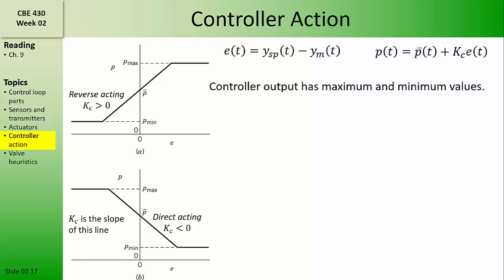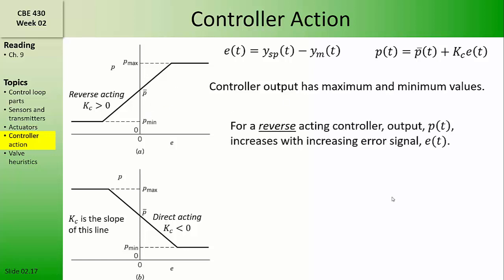Feedback controllers are designed to generate a signal P that is sent to the final control element, which is usually a control valve. That signal P is computed based on the error of the controlled variable. That is, the difference between the set point for the controlled variable and its measured value. Like all real signals, the controller output will have maximum and minimum values, Pmin and Pmax.